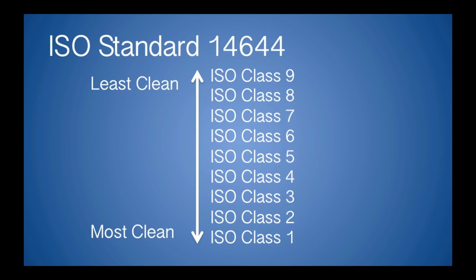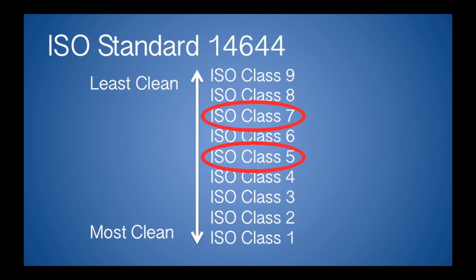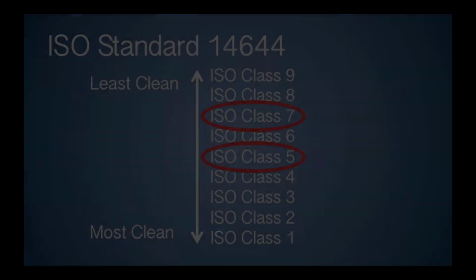The ISO standard covers 9 classes of clean rooms, with Class 1 being the cleanest and Class 9 being the least clean. This video primarily covers ISO Class 7 and ISO Class 5 clean rooms, as these are some of the most commonly used classes of clean rooms in the industry. ISO Class 5 clean rooms are much cleaner than ISO 7 clean rooms, and hence more precautions must be taken to limit contamination.